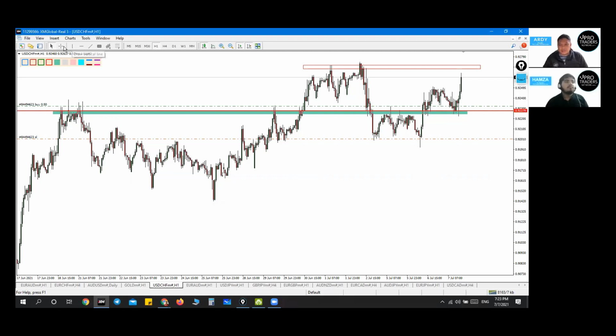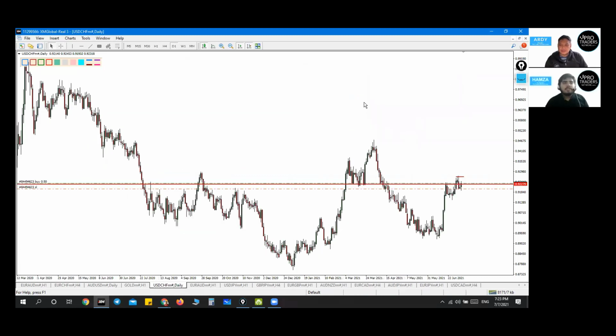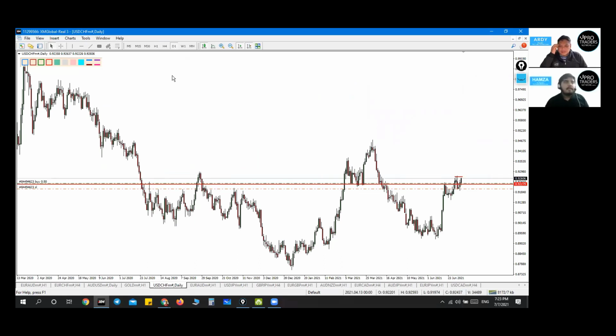Where's your take profit position for this particular trade? Yeah, I will share with you in a moment. Okay, so for me, the first area would be this high. It is 0.9290, I guess you can see.